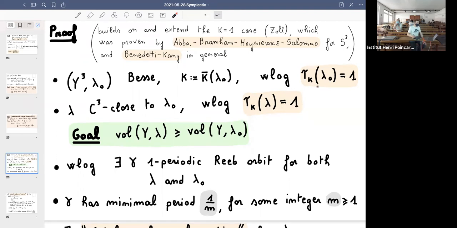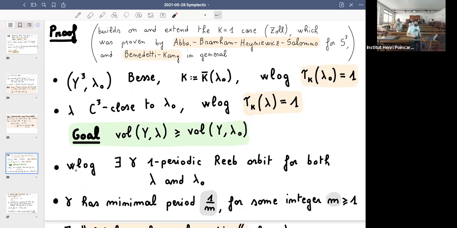Now, once we have our two contact forms, which are C3 close and normalized so that they have the same K, it remains to show that the volume measured with the new contact form lambda is larger than or equal to the volume measured with the Besse contact form lambda 0.